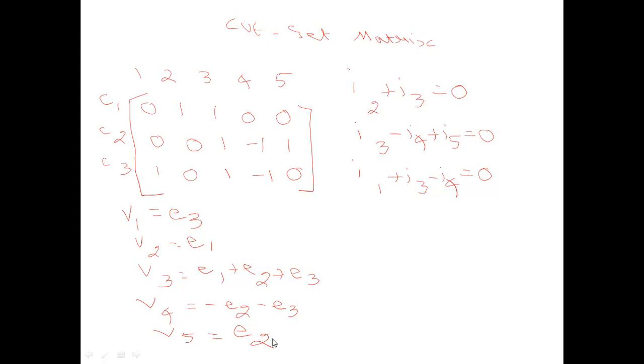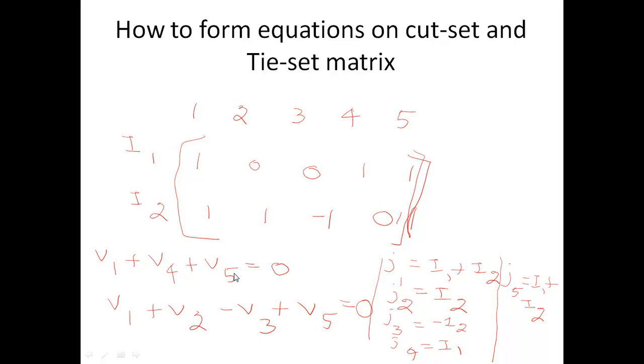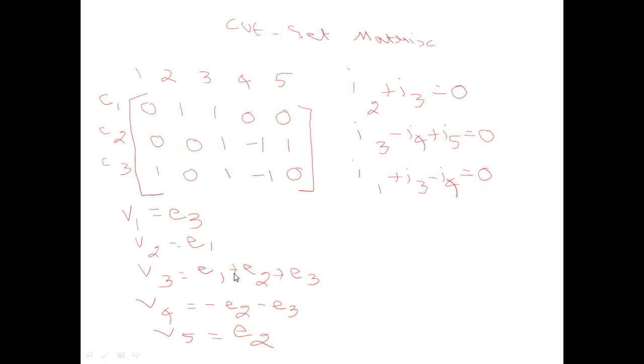Am I right? So in your tie set matrix, in the horizontal side you are writing your voltage equations, and vertically you will be writing the relation between your loop currents and your branch currents. Whereas in your cut set matrix, horizontally you are writing your branch currents, and vertically you are writing your voltage equations. Just vertically you have to look it out, and you have to write your voltage equations. V1 is equal to that thing, you have to write it out. So like this you have to form your KVL and KCL equations from your cut set and tie set matrix.